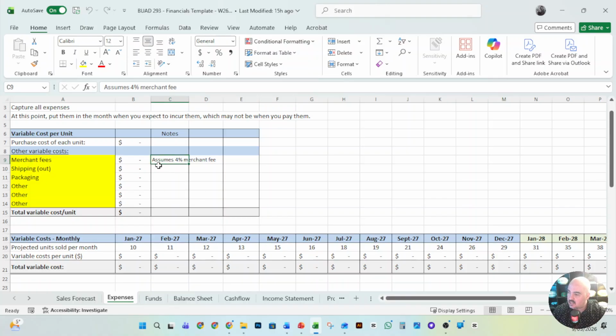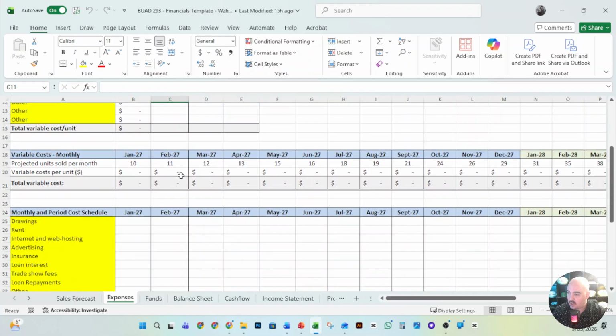Here we can see it's assuming a 4% merchant fee. So in this formula here, we can see sales forecast B7 times 0.04. So that is adding in the merchant fee. So the note says there's an assumption that it's got a 4% merchant fee. So if there's any assumptions, guys, that we are making for our company, then make sure you put them in the notes and you use the correct formulas for it.